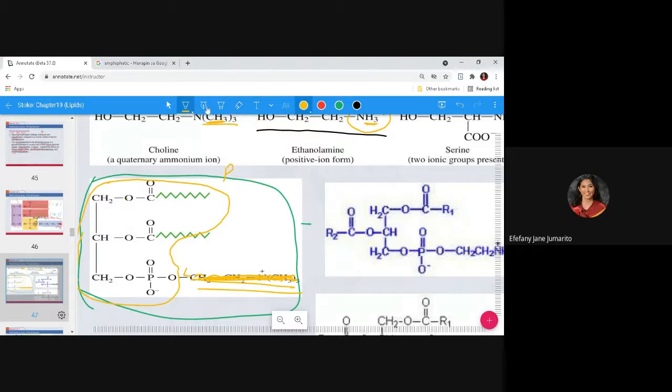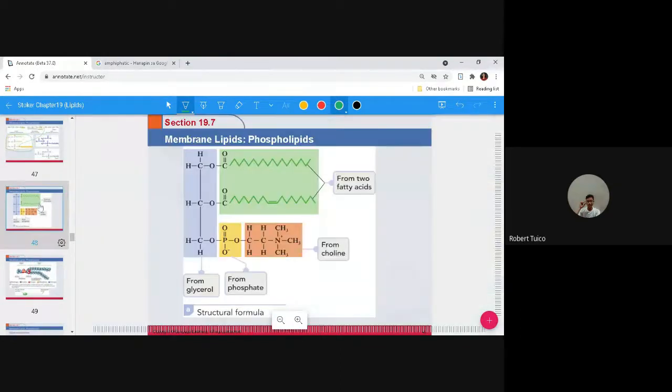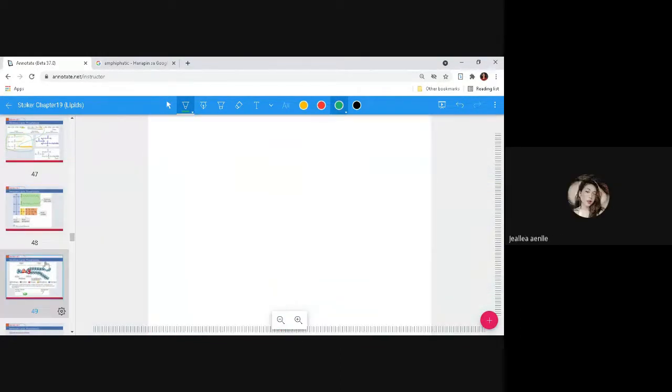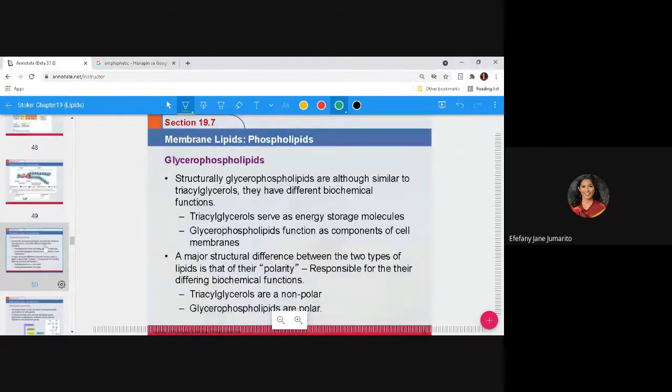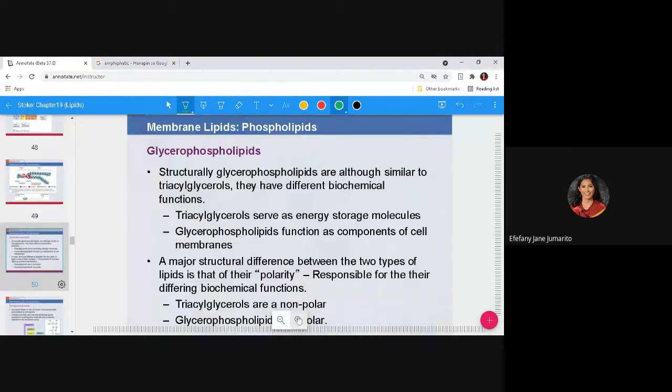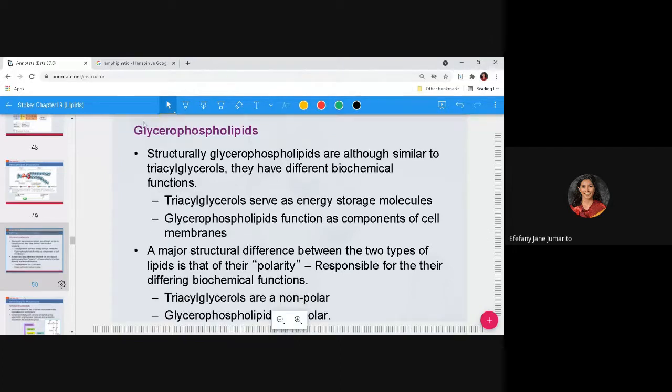Okay, what about if we have this one? Phosphatidylserine, ma'am. Okay, phosphatidylserine. All right. Okay. So let's go now. Done with the review. Okay, so we have this one. Glycerophospholipids. Okay, please read. John Lloyd.